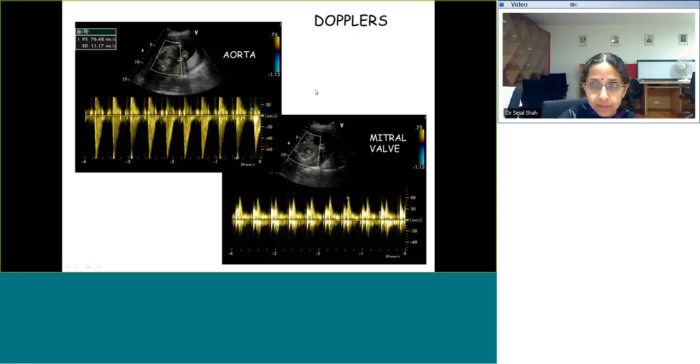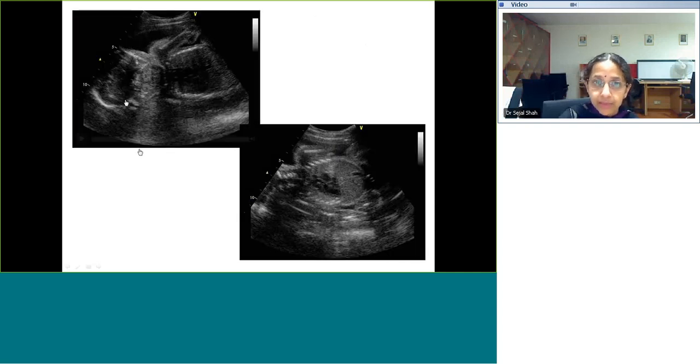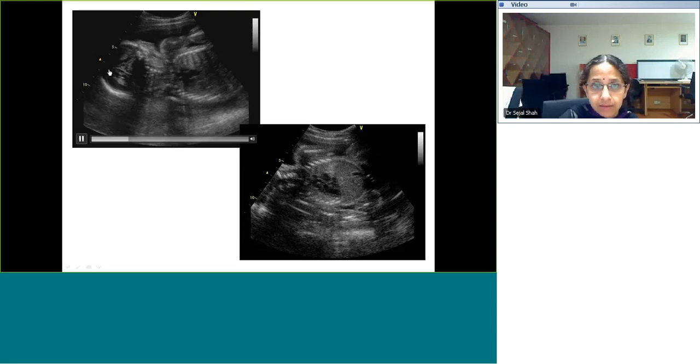Coming to the Dopplers. As we saw in the previous class, if we Doppler across the aorta, we get a systolic movement with no diastolic flow, and if we Doppler across the mitral valve, we have the typical E and A waves, the E wave velocity being lesser than the A wave. And what if we take both together? Here we'll see how we take it.